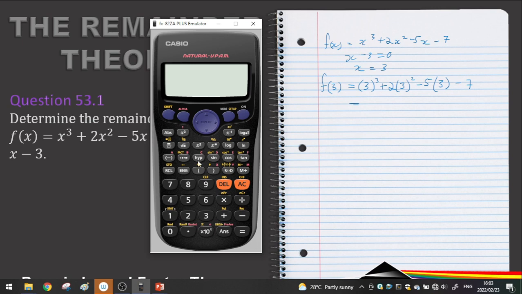So we're just going to do that again. This should be a bit faster than the previous one. So this is 3 cubed plus 2 times 3 squared minus 5 times 3 minus 7. And that gives me 23.